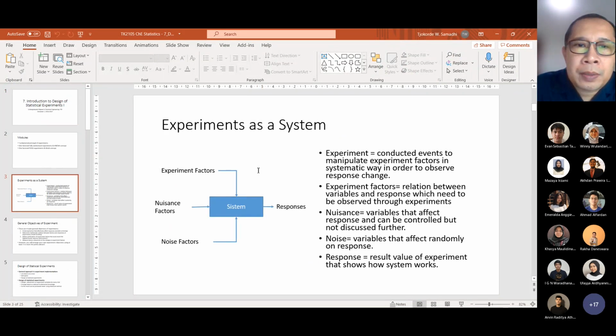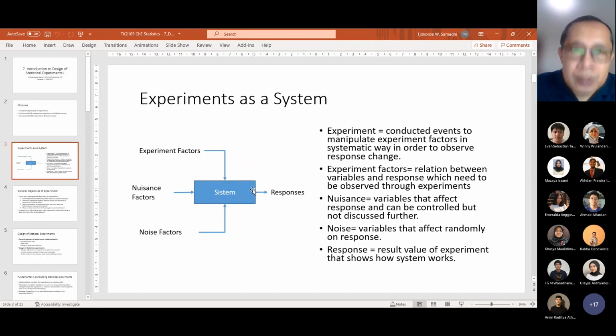Okay, so this one talks about experiment as a system. We in chemical engineering like to think of things as systems where we have the system itself and we have input variables and also output variables. Now, experimentation is just one of several ways to perform study in chemical engineering. The core concept of experimentation is that we manipulate experimental factors and we observe how changes in experimental factors influence the response variable.